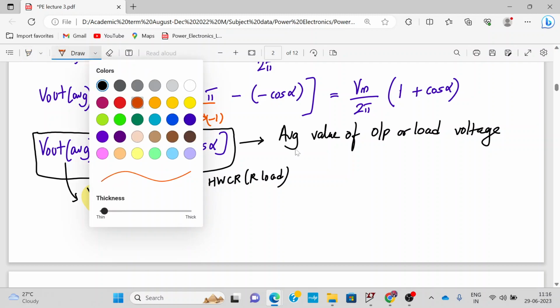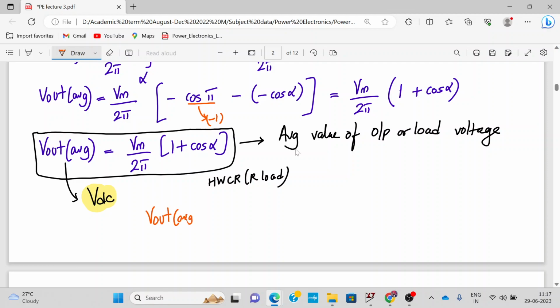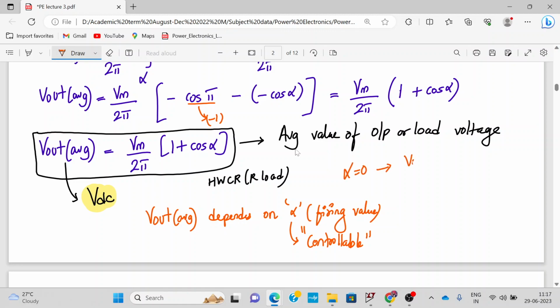Okay, so here we can say that the average value of V out depends on alpha, which is the firing angle. So alpha is my controlling parameter. Alpha is controllable. Okay, we can decide where we'll apply alpha. So whenever we substitute alpha equal to, let's say, 0, whenever alpha becomes 0, my V out average will be, this will become 1 plus 1, that will become Vm by pi. And in that case, my output waveform will be like this. So we have no control over here at all.